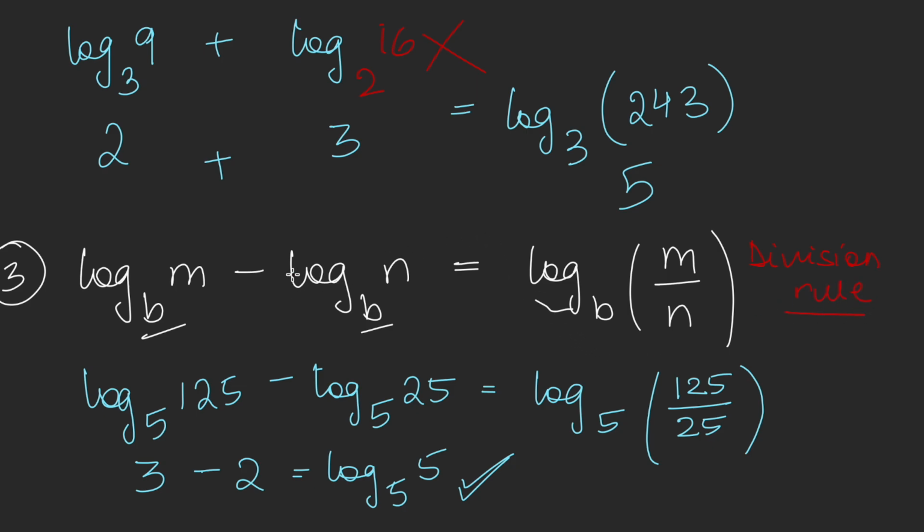Again, you have to take care of the same thing. The base must always be the same. Now the second thing here is that the log with the positive sign in front will always go at the top. This means that this cannot be written in the form log p n by m. This would be wrong. So the one with the positive sign would be the one on the top, which means it'll always be the numerator, and the one with the negative sign will always be the denominator.